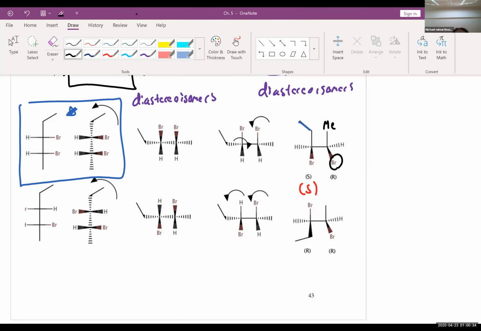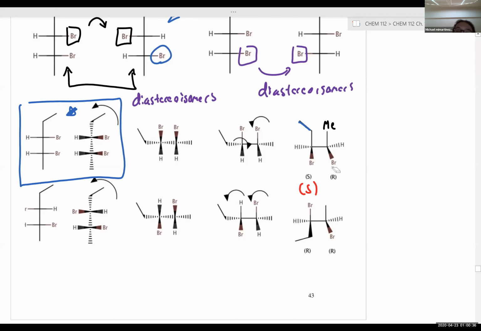So what's the highest priority? A, B, or C? Which group gets the highest priority? A, yep, so we'll put A as number 1. What's the next highest priority? B, yep. And what's the lowest in priority? Yep. So if we draw an arrow going from highest to lowest priority, we see it's clockwise, and that stereocenter is R.